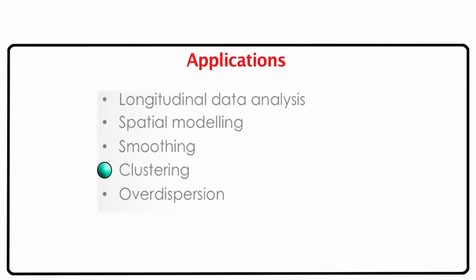Finally, we can look at GLMMs as a tool for overdispersion. Overdispersion refers to a situation where the model specified variance is different from the nominal variance. There are many ways of accounting for overdispersion, but one way could be to introduce a random effect and estimation via the generalized linear mixed model.